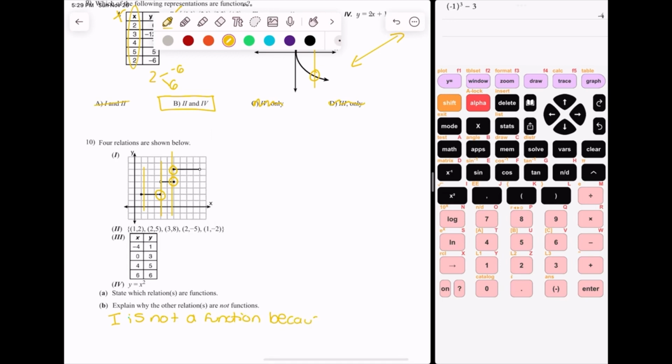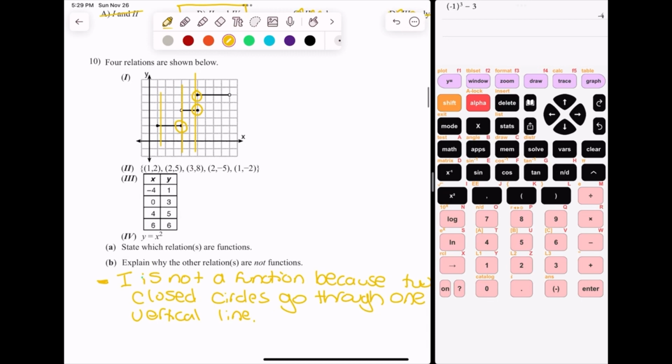because 2 closed circles go through 1 vertical line. Good. All right. Let's look at choice 2. We have 1, 2, 3, 2, 1, not a function.